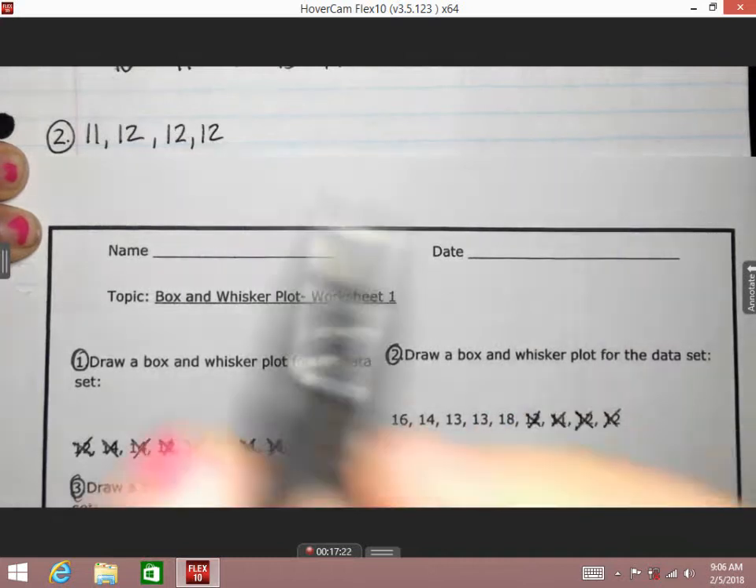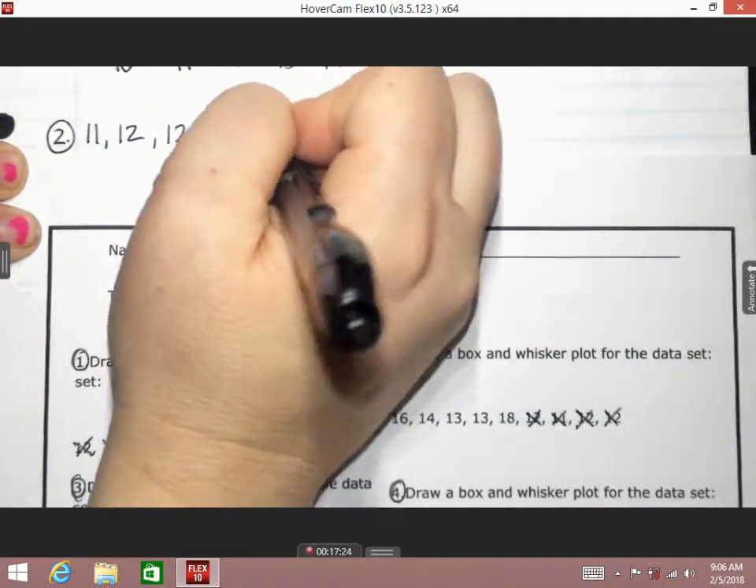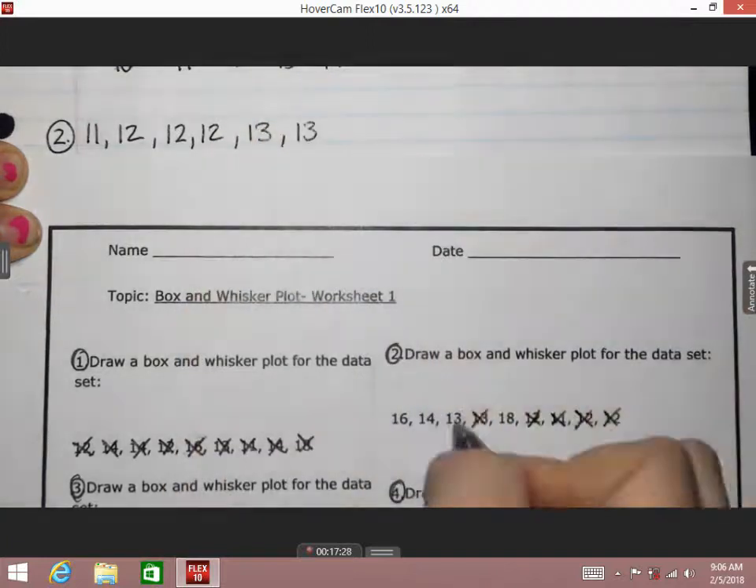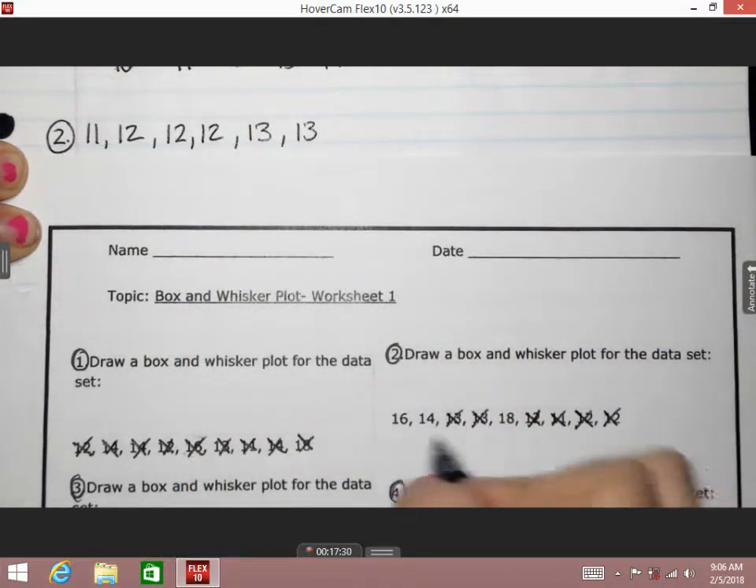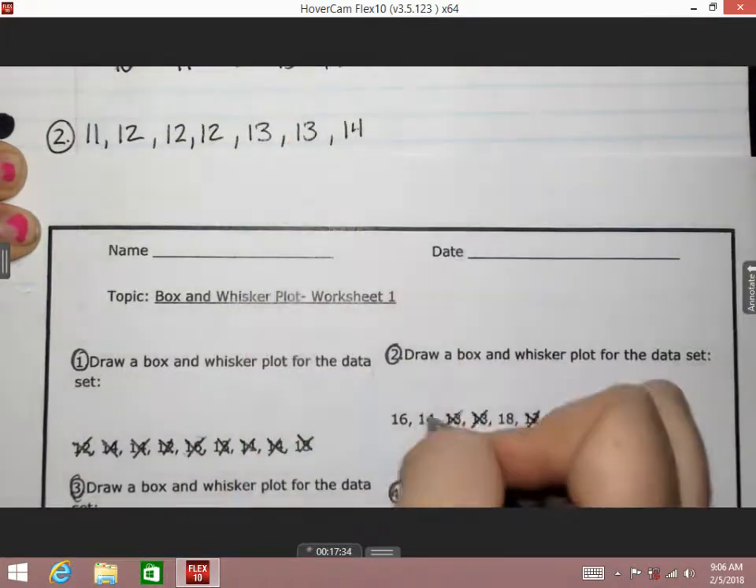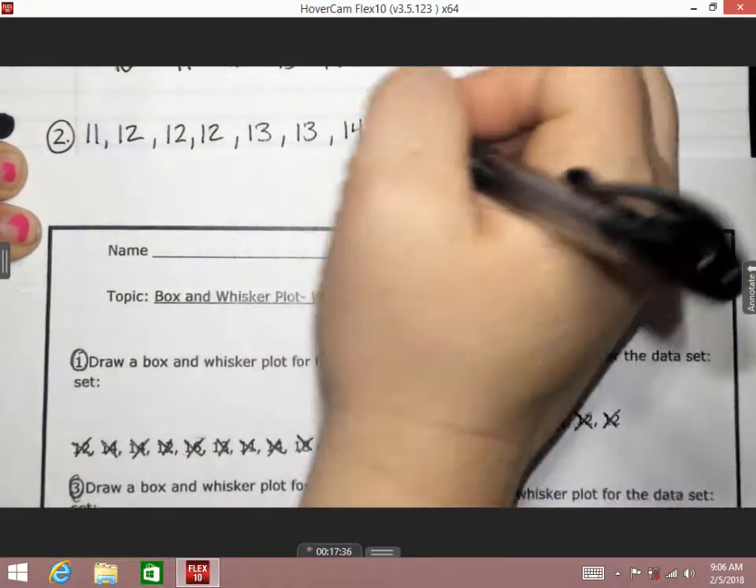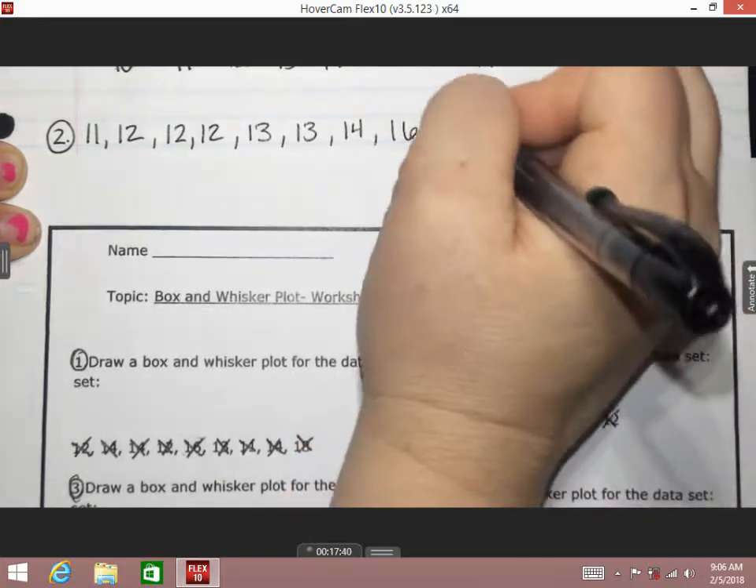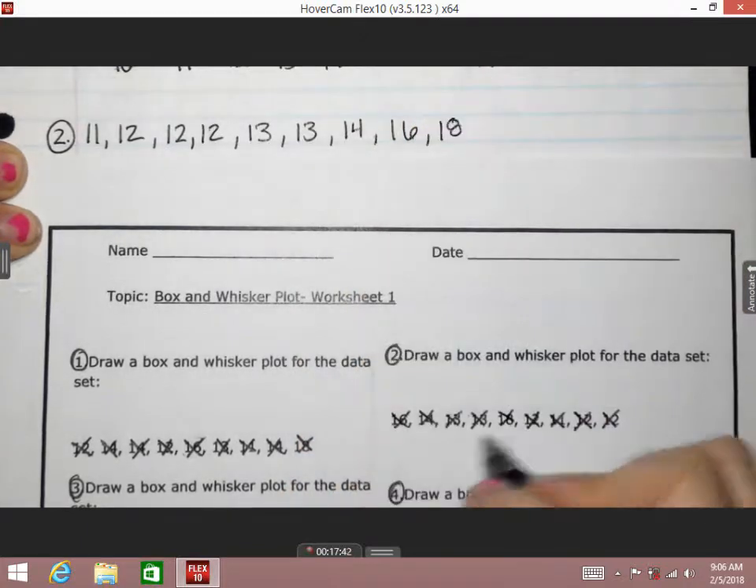So now we have 13, and there's one more 13. So now, no more 13s? So now we're at 14, then 16, and then 18. All right, all of them are marked out.